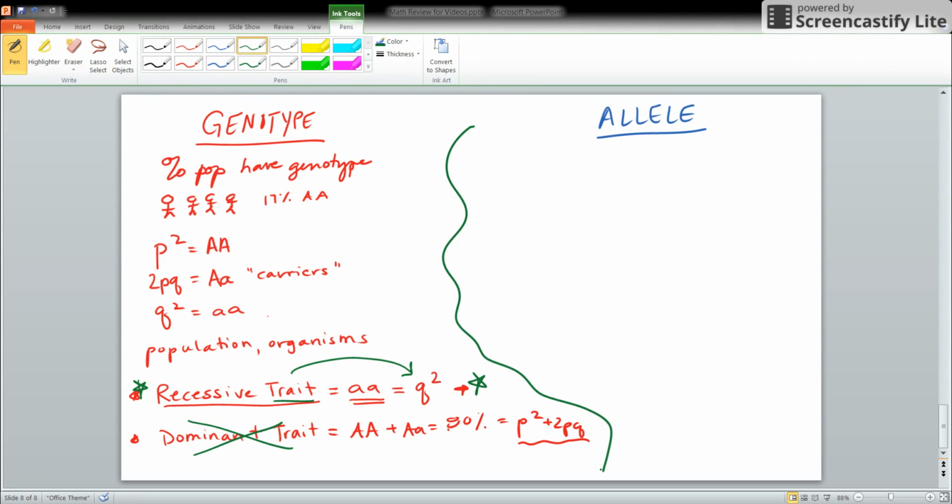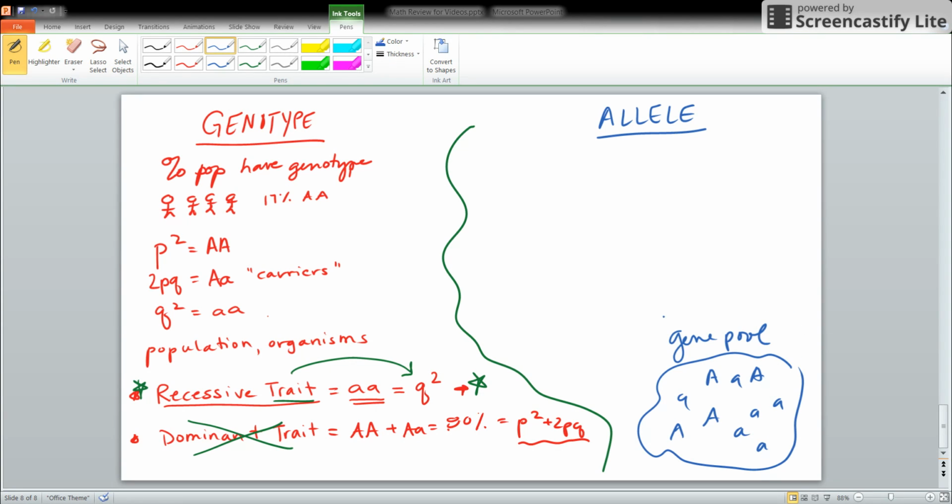There's also what we call the allele frequency. The allele frequency isn't looking at the population. Instead, it's looking at our gene pool, and it's saying, in my gene pool, with all these genes in here, what percent are dominant or what percent are recessive within that gene pool. The percent dominant, that's going to be given P. The percent recessive, that's going to be given Q.